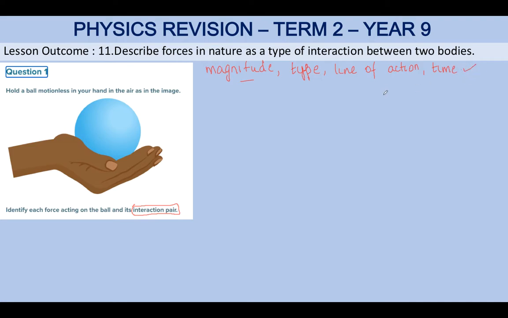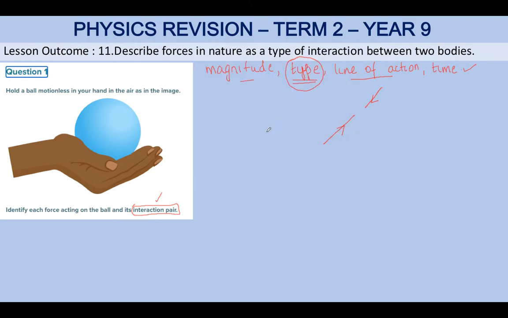So the time is the same. Line of action means if the force is acting in this direction, the reaction force also will be in the same direction, right? So that's about the line of action. It will not be acting in any other line. And type, what do you mean by type of force? This is the easiest hint I could give you to find the interaction pair.